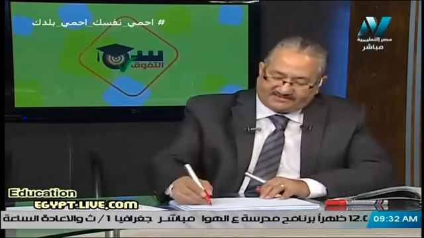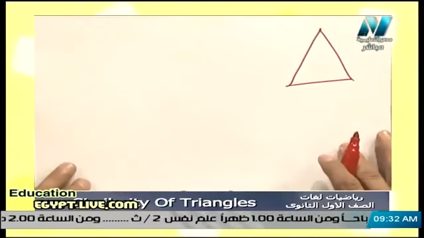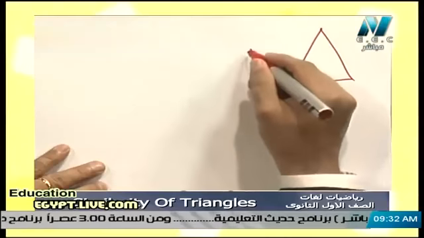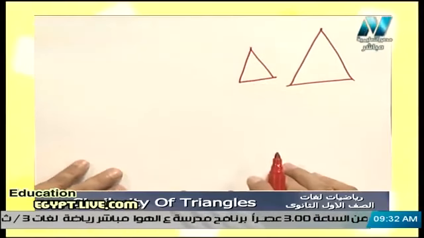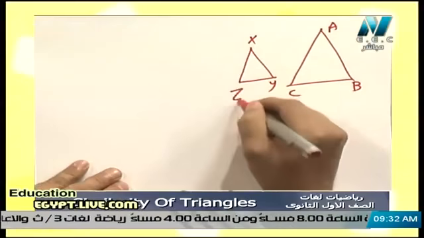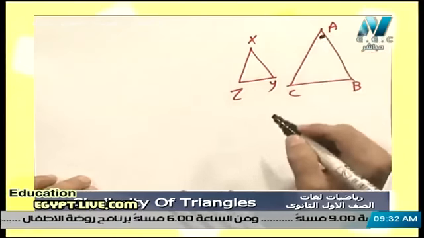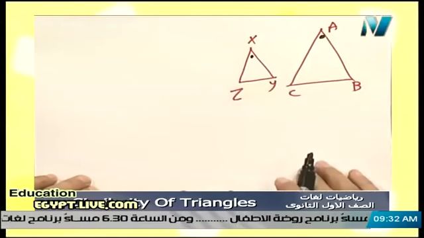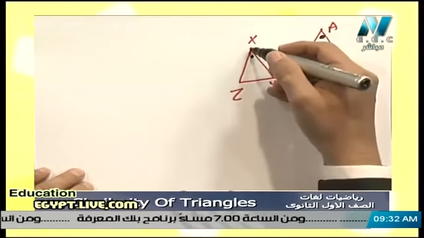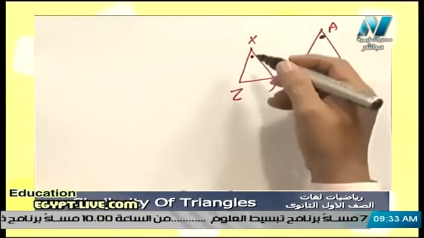If we have two triangles here, triangle ABC and triangle XYZ, and measure of angle A equals measure of angle X, and these two sides are proportional, AB and the corresponding side XY are proportional with sides AC and XZ.